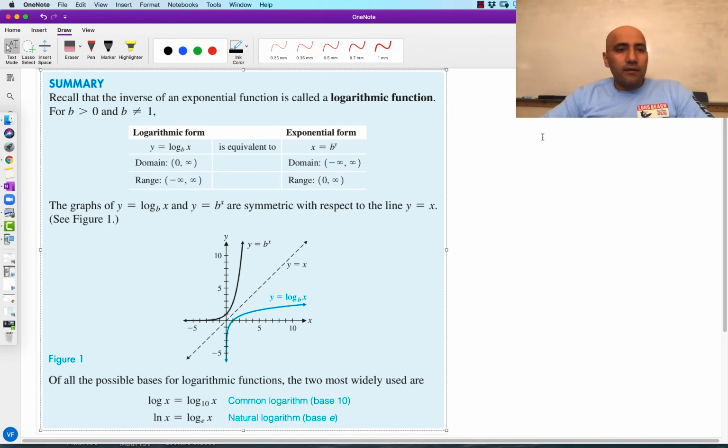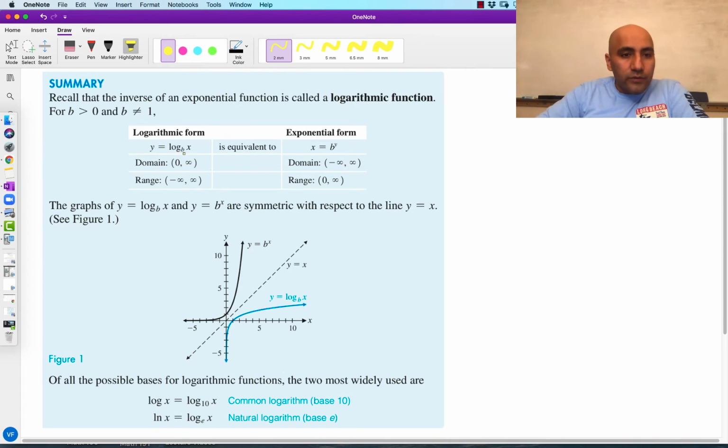Now we have to come back and remember some more stuff from our prerequisite class. Hopefully you did a lot of good work back then with exponential functions and logarithms. We're well aware that they're inverse functions of each other. So here's some nice stuff to remember. In logarithmic form, we could have y equals log base b of x, and that is equivalent to rewriting it as x equals b to the y power.